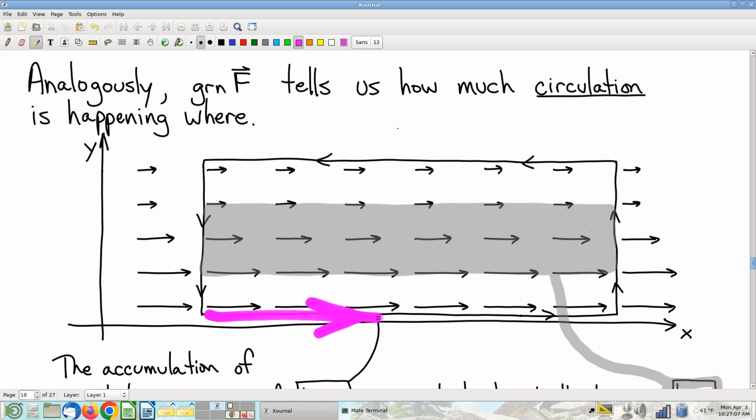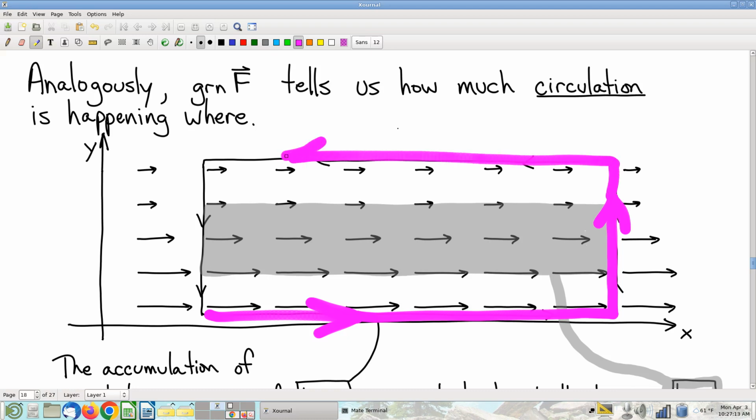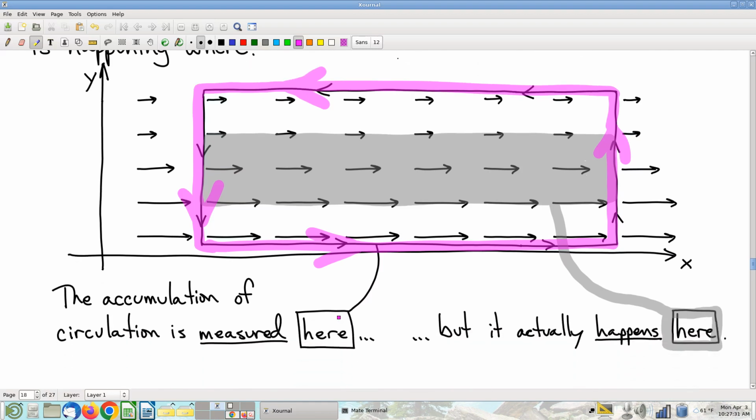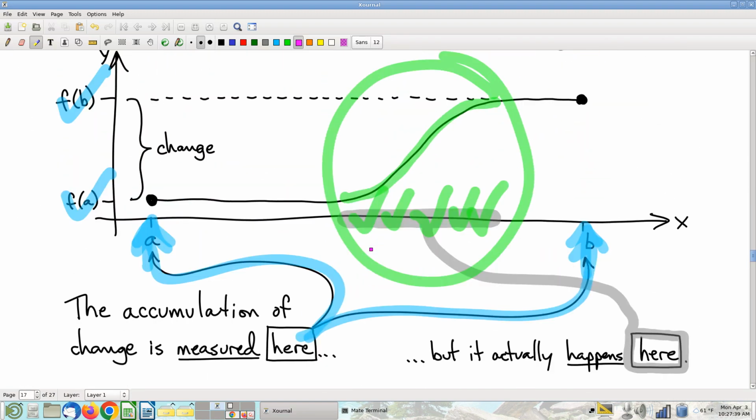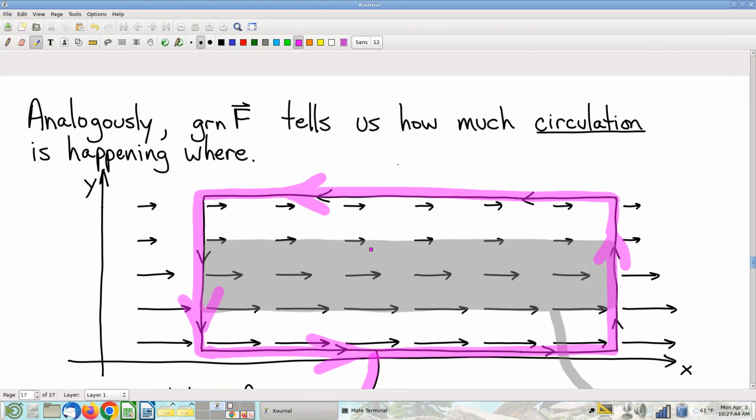Here is a boundary on which I can talk about computing a circulation. Right? So you might say I compute circulation around the boundary of this rectangle by going along that purple path oriented as indicated. That's how circulation is computed. This is where you measure it, right? You measure it there on the boundary because, again, that's just the formula. Just like change, we measure change by looking at the boundary. That's just the formula.